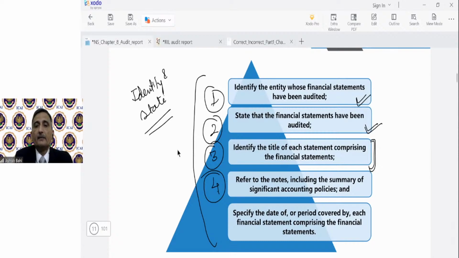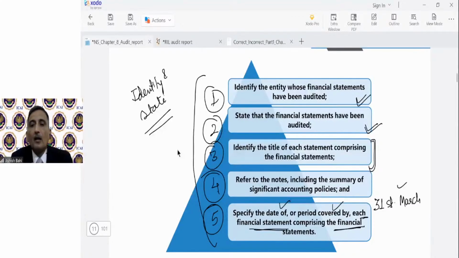Specify the date or period covered by each financial statement comprising the financial statement. So we specify that we have audited the financial statements, say the balance sheet as on 31st March and the statement of profit and loss for the year ending 31st March. So these all things we have to specify. So let us see our audit report.